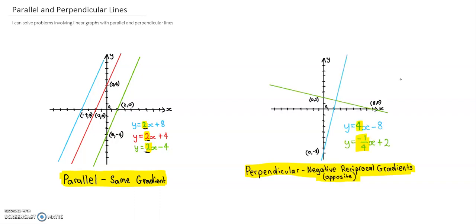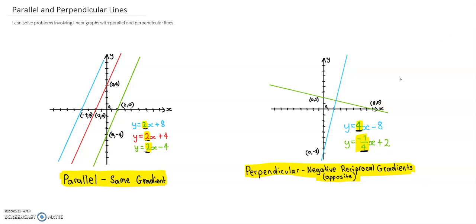That one's pretty straightforward. Perpendicular lines are a little trickier. So in this example, we've got the green line as negative 1 on 4, x plus 2, and the blue line is 4x minus 8. Now you should notice here that the blue line and the green line are negative reciprocals of each other. So the blue line has a gradient of 4 and the green line has a gradient of negative 1 over 4, the negative reciprocal.